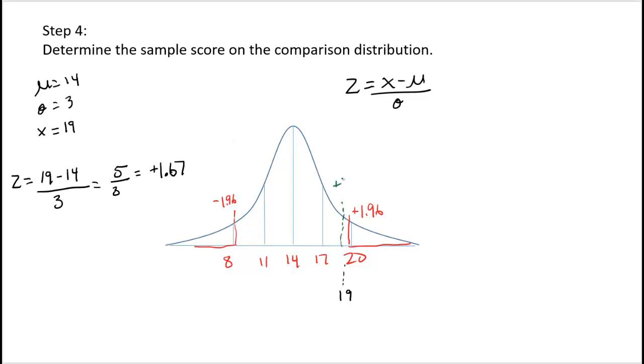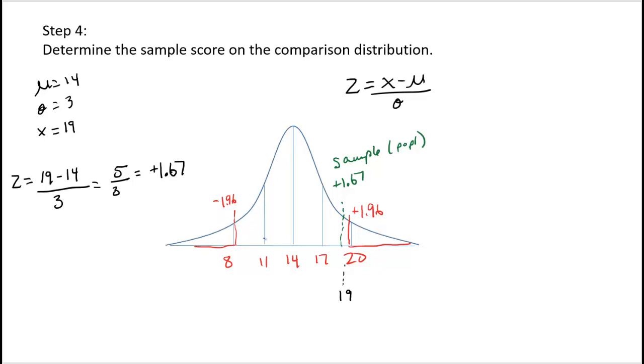Positive 1.67. This is our sample z-score, which is, remember, population 1. So our sample z-score is 1.67. The baby that took the enriched vitamin walked at an age of 19 months, and that has a z-score of positive 1.67. We decided that we were going to consider our result significant if it had a z-score either greater than 1.96 or less than negative 1.96.